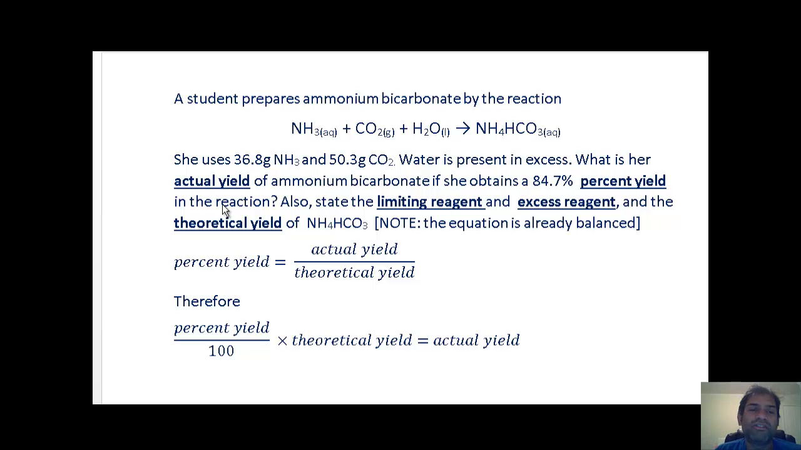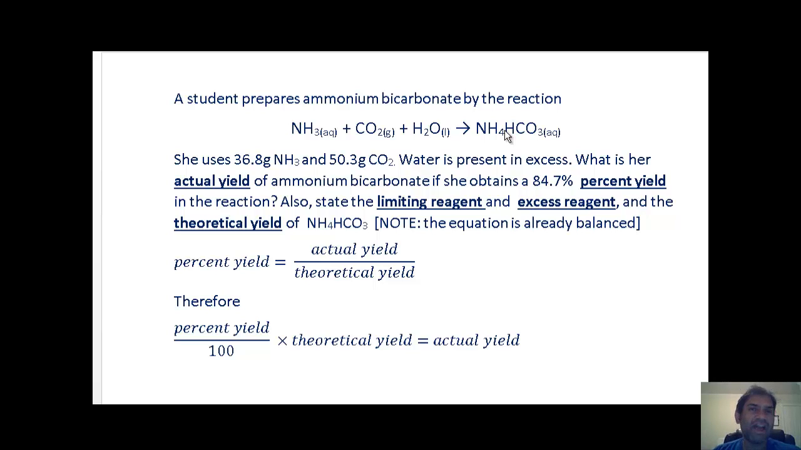The question is, what is her actual yield of the ammonium bicarbonate, if her percent yield is 84.7%? The limiting reagent and the excess reagent, also known as limiting reactant and excess reactant, are things that we have to mention, as well as the theoretical yield, which is how much we would get of the product if this reaction were to occur with a 100% yield.